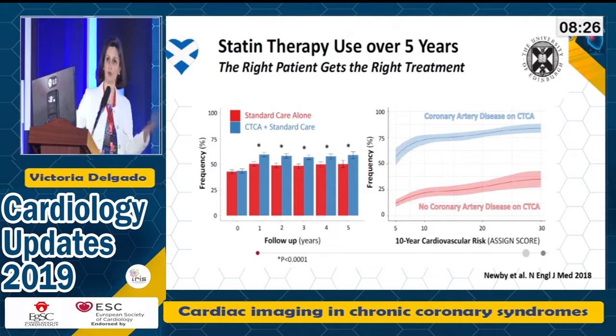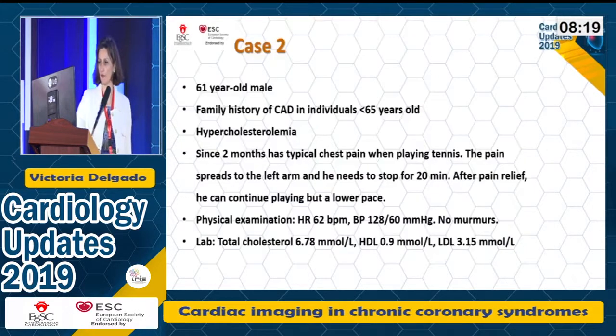So for this low-risk patient, we performed a CT coronary angiography and it gave us the solution. We change to another case. This one is a little bit different. This is a 61-year-old male with a family history of coronary artery disease in individuals younger than 65 years old, with hypercholesterolemia, and for 2 months he has explained typical chest pain, particularly when playing tennis. The pain spreads to the left arm and he needs to stop for 20 minutes, and after pain relief he can continue but at a lower pace.